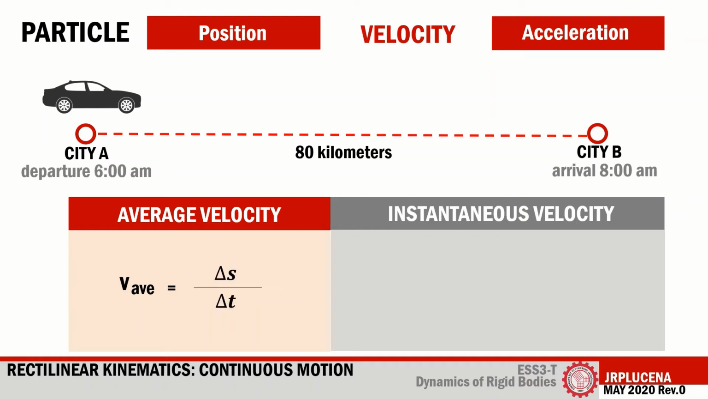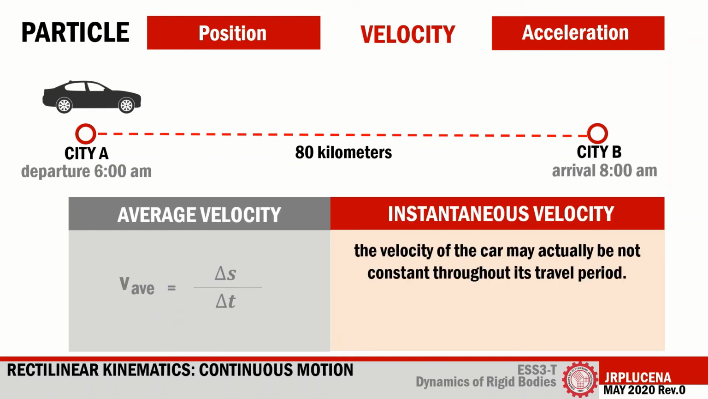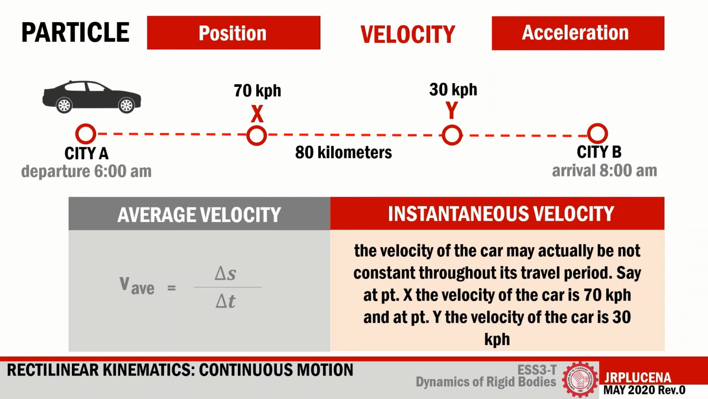Now, instantaneous velocity is a point velocity. The velocity of the car may actually not be constant throughout its travel. For example, at point X, the car travels 70 kilometers per hour, and that is greater than the average velocity, that is 40 kilometers per hour. And at some point during the travel between city A and city B, for example, at point Y, there is congested traffic. The car slows down to 30 kilometers per hour. So it is not constant throughout the travel.